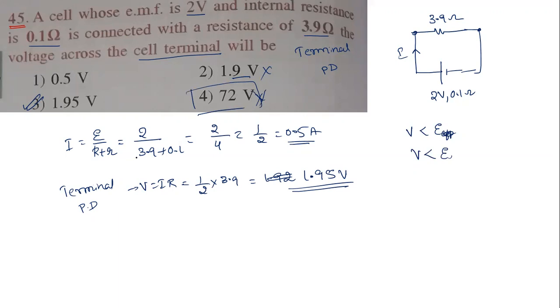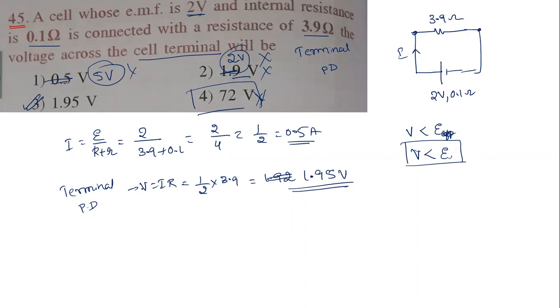Sir, what if the options are given like this? Instead of 1.95 or 1.9, it is some 2 volt, and here it is not 0.5, it is given some 5 volt. Then there is no need to do any calculation at all. Use this concept: terminal potential difference is always less than the EMF. Terminal potential difference is less than 2 volt. Equal to 2 volt can never be, it must be less than. 5 is no. The only option is less, 1.9. So you can remember it like that also.